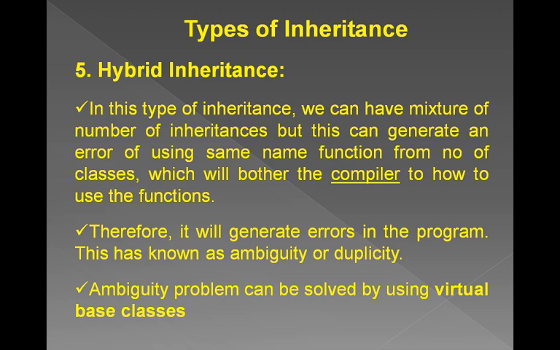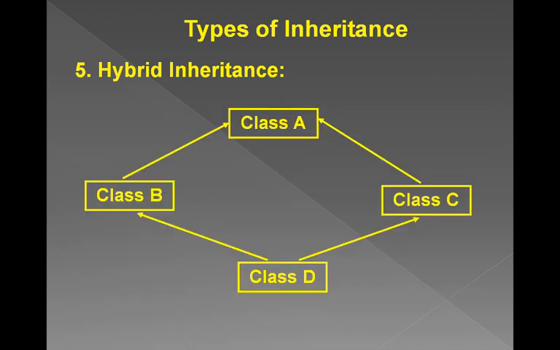Fifth one is hybrid inheritance. In this type of inheritance, we have a mixture of a number of inheritances, but this can generate an error of using the same name function from a number of classes, which will confuse the compiler as to how to use the function. Therefore, it will generate errors in the program. This is known as ambiguity or duplicity. The ambiguity problem can be solved by using virtual base classes. This is the diagram for hybrid inheritance.